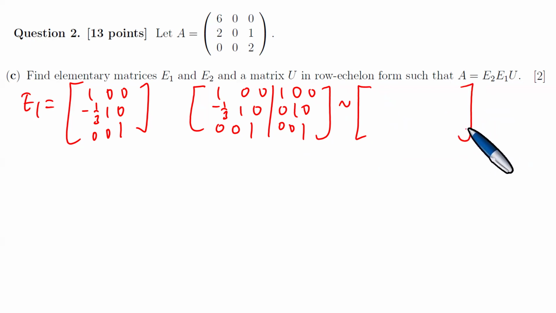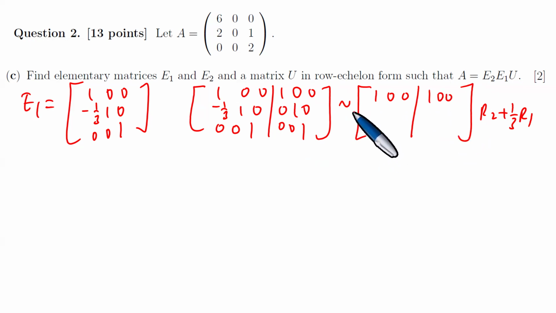And now we need actually the inverse of this, so we need a zero here. So we're going to say row 2 plus 1/3 row 1, right, which is 1 0 0. The first one is okay. And then the row 2 plus 1/3 row 1, 0 1 0. Okay. And then it is 1/3 1 0, 0 0 1, 0 0 1, like this.